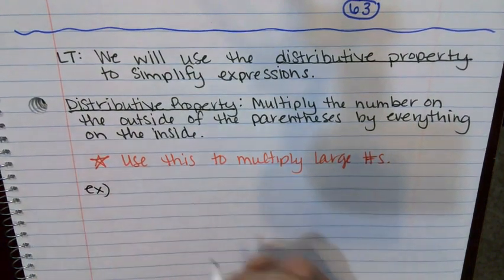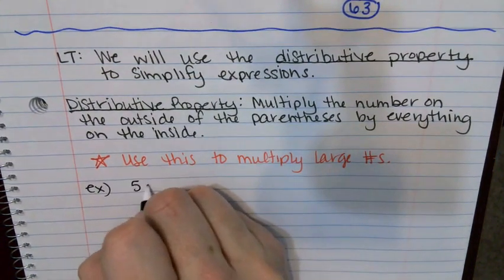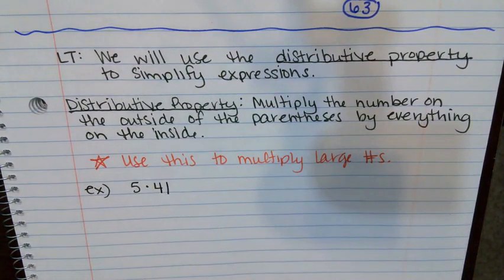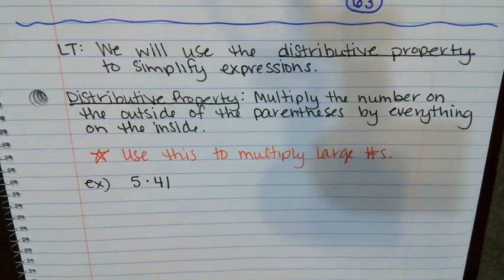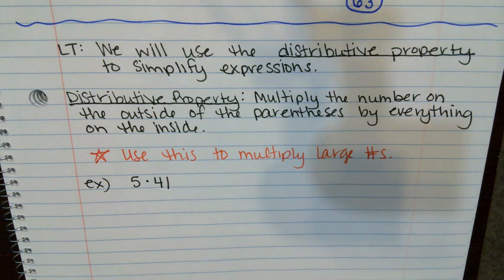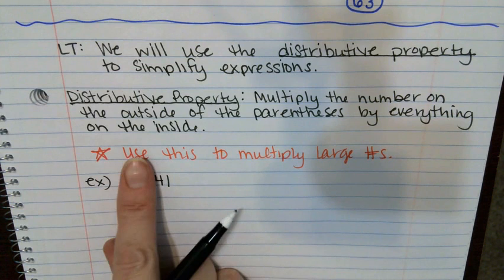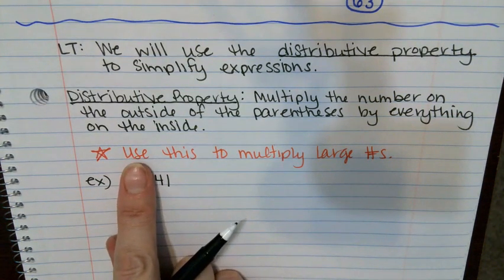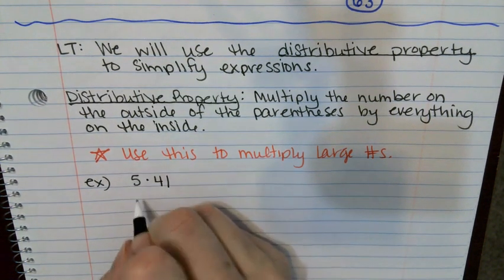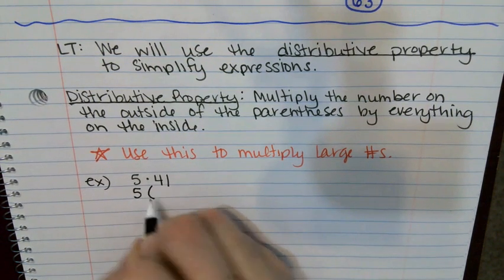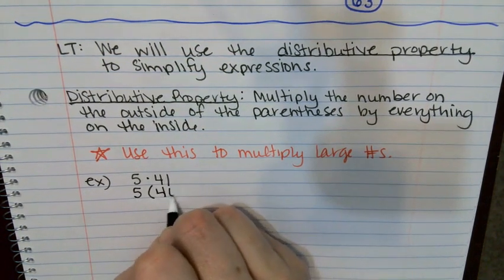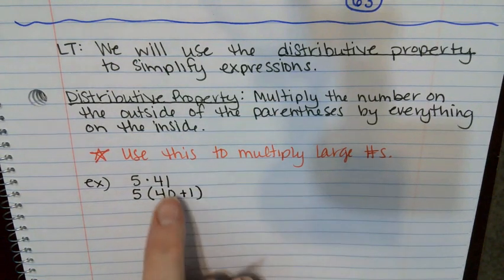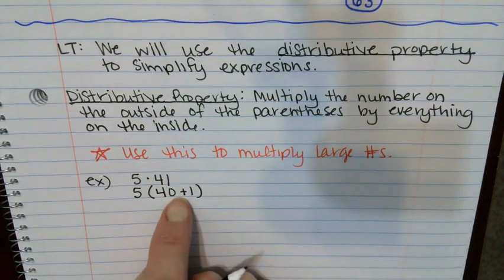So let's say I wanted you to multiply 5 times 41, and I said multiply that in your head. Okay, hopefully some of you are going 5 times 1 is 5, 5 times 4 is 20. You've got that 0 in there, and you bring it down, and you've got your number. Okay. Another way to think about 41, okay, is about breaking it into place value. So what if I rewrote this as 5 times 40 plus 1? Because we know that 41 and 40 plus 1 is the same thing.